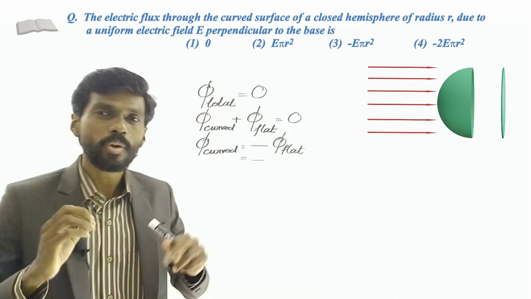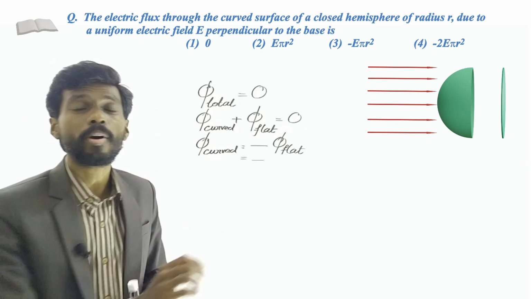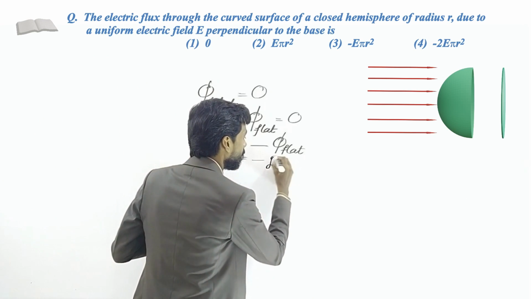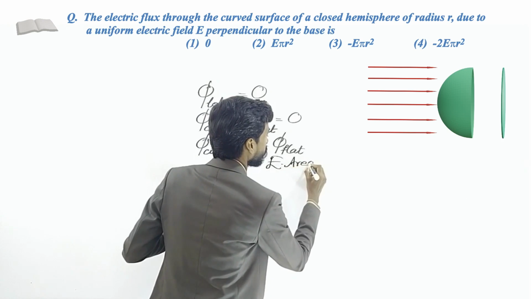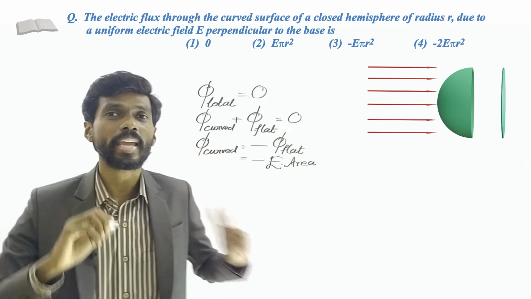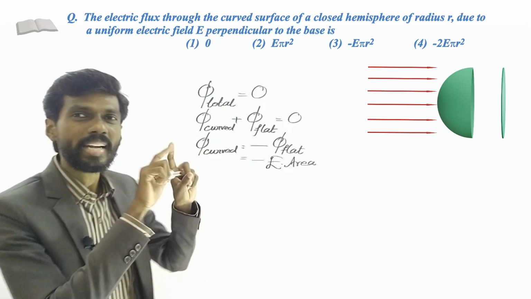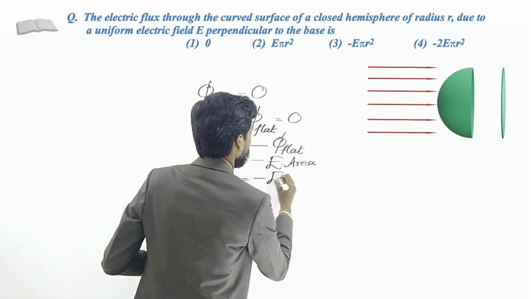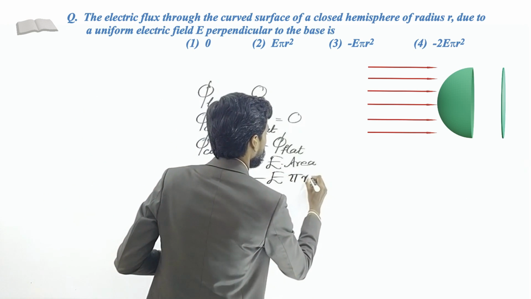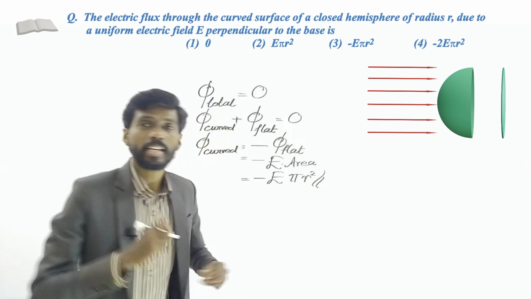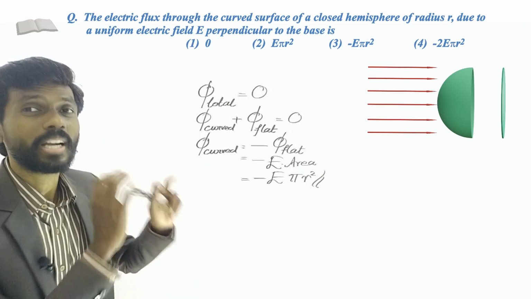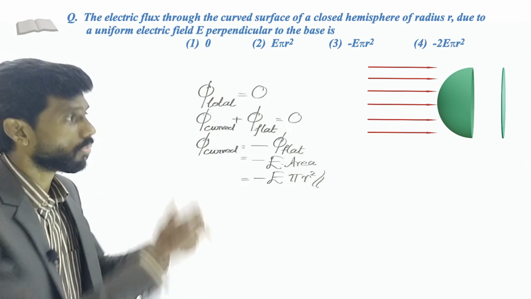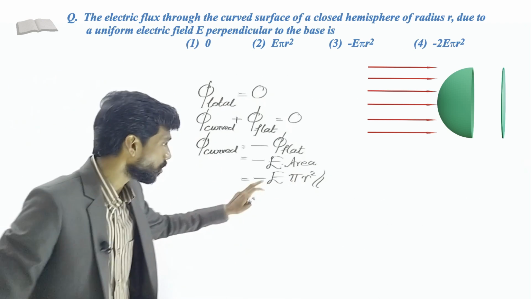So we know the formula. When the electric field lines are perpendicular to the surface, the electric flux is simply the electric field multiplied by the area. So electric field multiplied by area. The area of that surface, that is a circular disc, right? So the area here is pi r squared, the area of the circle. So the electric flux through the curved surface is minus E pi r squared. Similarly, the electric flux through the flat surface has value positive E pi r squared.